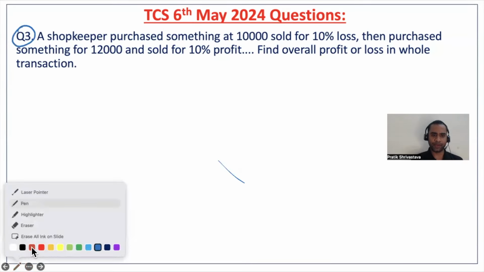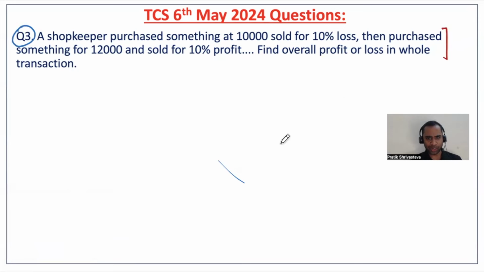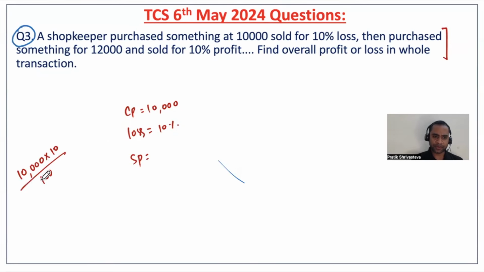Now, question number 3. So definitely, again, it's a memory based question. Don't expect the same data. A shopkeeper purchased some item at 10,000. So cost price is 10,000, and selling at a loss of 10%. So what will be the selling price? Cost price is 10,000, and 10% of it will be 1,000 rupees. That means 10% loss, 1,000 rupees loss, so selling at 9,000 rupees.